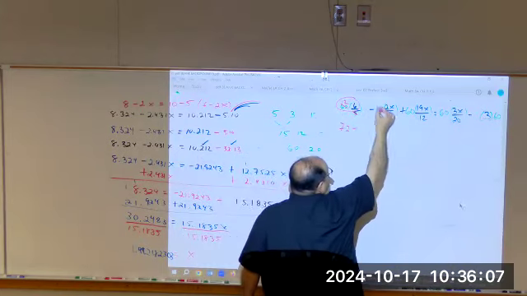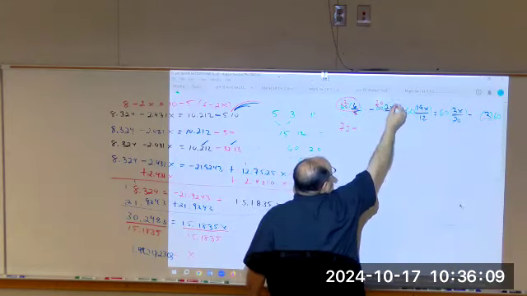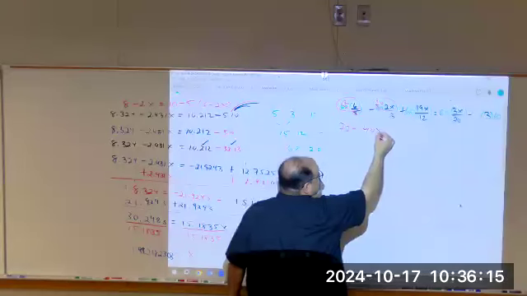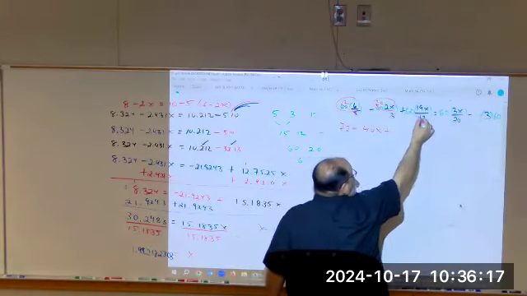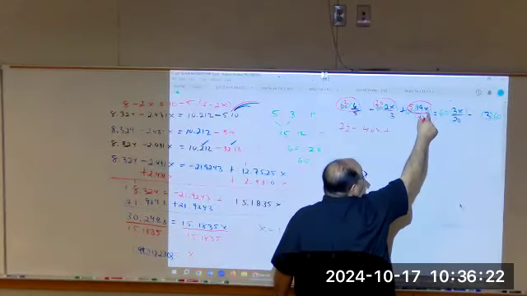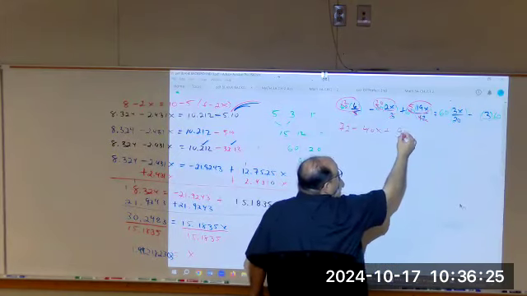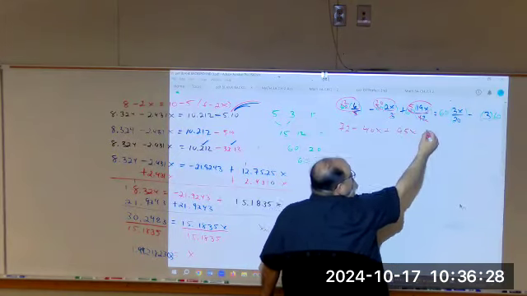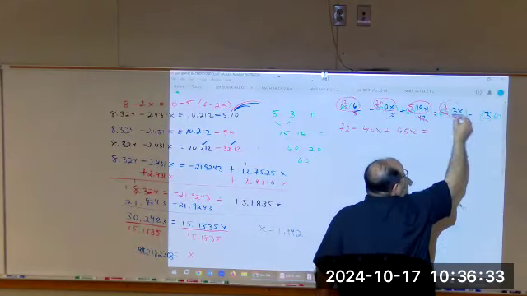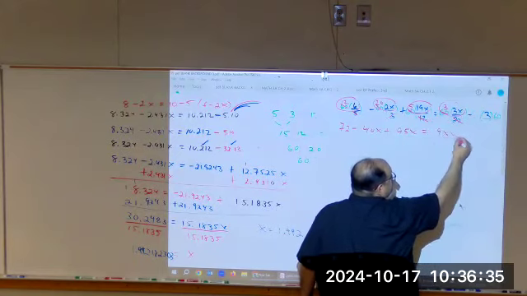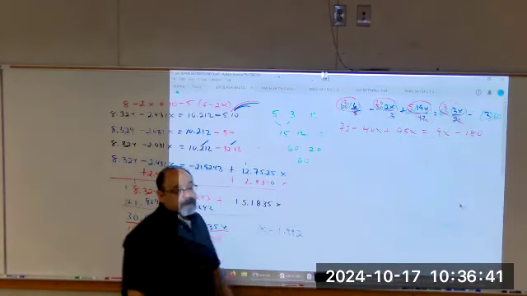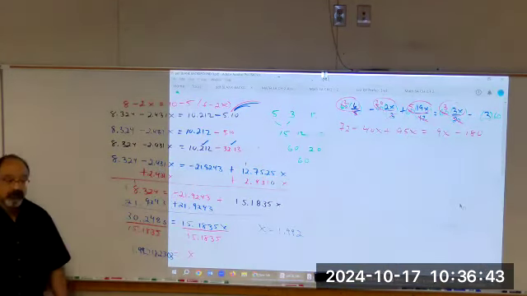Minus, 3 goes into 60 20 times. 20 times 2x, that's a 40x. Plus, 12 goes into 60 5 times. 5 times 19, don't forget the x. 5 times 19 is 95x. Equals 20 goes into 60 3 times. 3 times 3x is 9x. Minus 3 times 60 is 180. No more fractions.